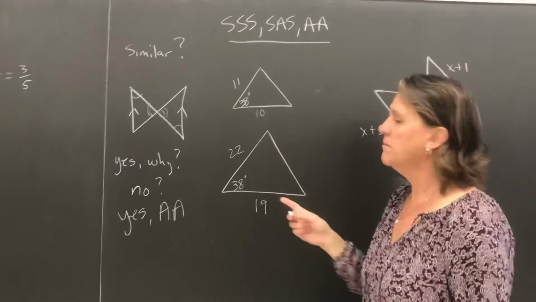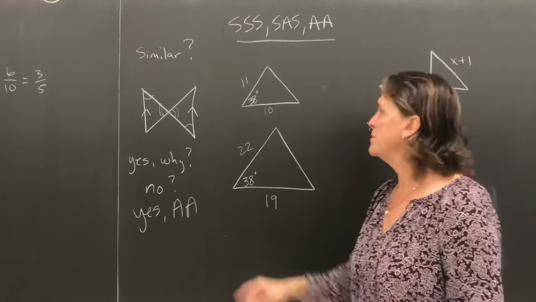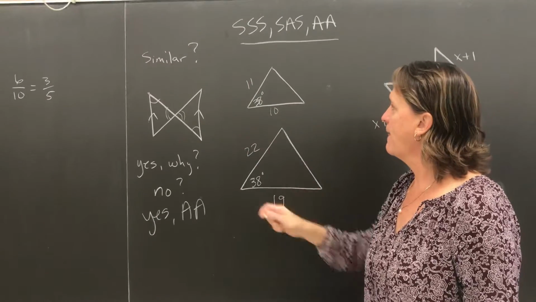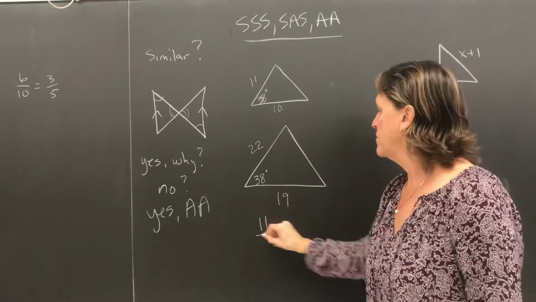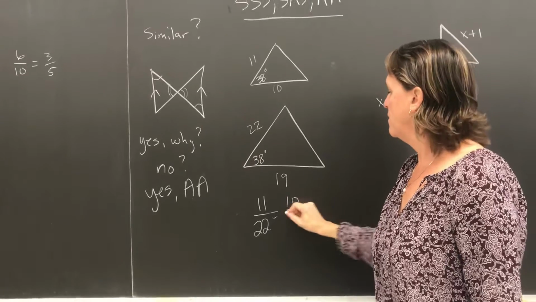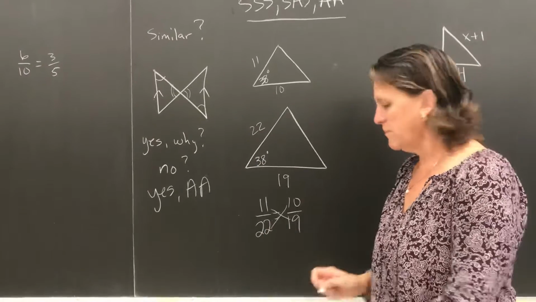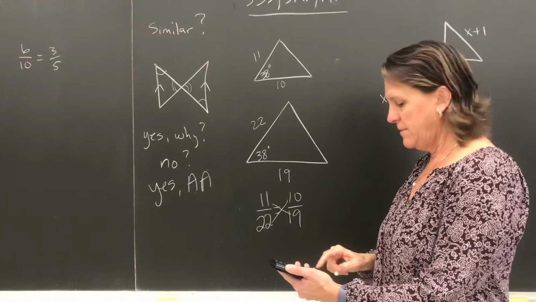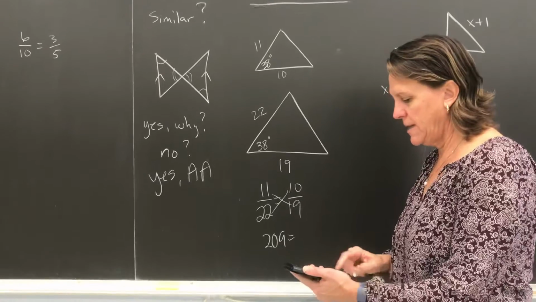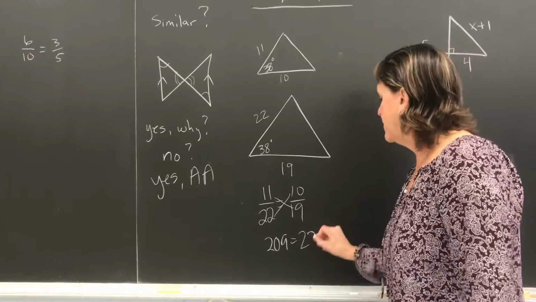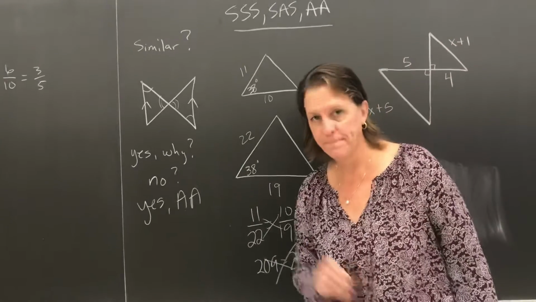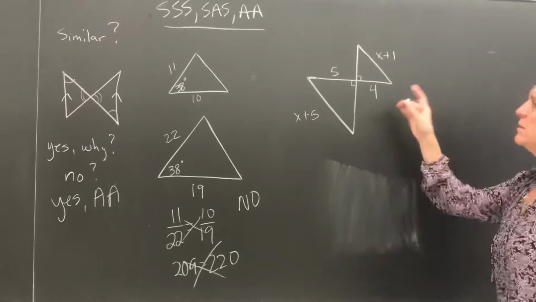All right, so I look at here. Remember, angles are equal, sides proportional. Angles are equal, the angles are between the sides. I don't know if these are proportional. So if I set it up, 11/22 equals 10/19, and I cross multiply, need my calculator, 11 times 19 is 209, and 22 times 10 is 220. Those are not equal. So I would just write no. Okay?